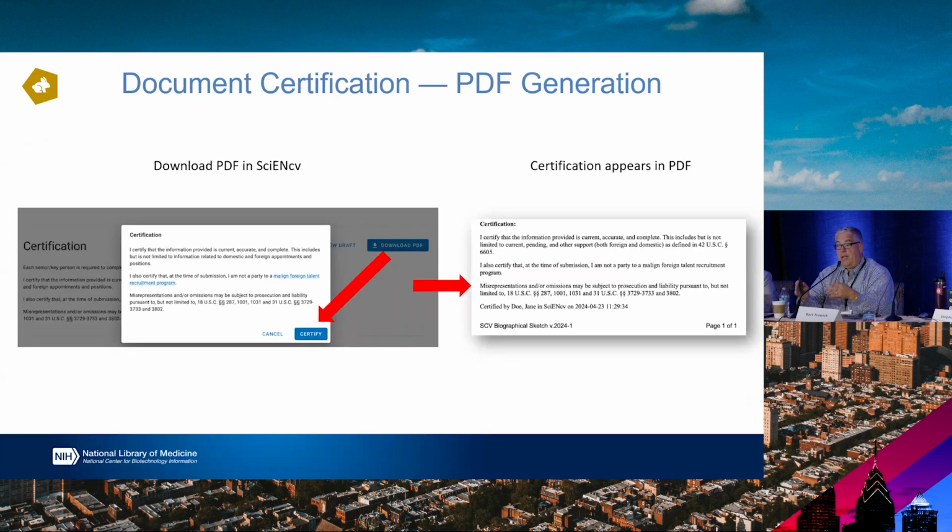When they click on that PDF, a little modal dialog will pop up saying that they certify that everything is correct, that they're not party to a malign foreign talent recruitment program, et cetera, and they agree to that page, and then we generate the PDF on demand and put that certification into the PDF itself. At that point, it's ready to be submitted to Research.gov. You don't have to worry about lines per inch. You heard that earlier. You don't have to worry about the margins. Everything is formatted so that it will perfectly go in to Research.gov. So it removes all that administrative burden for you.